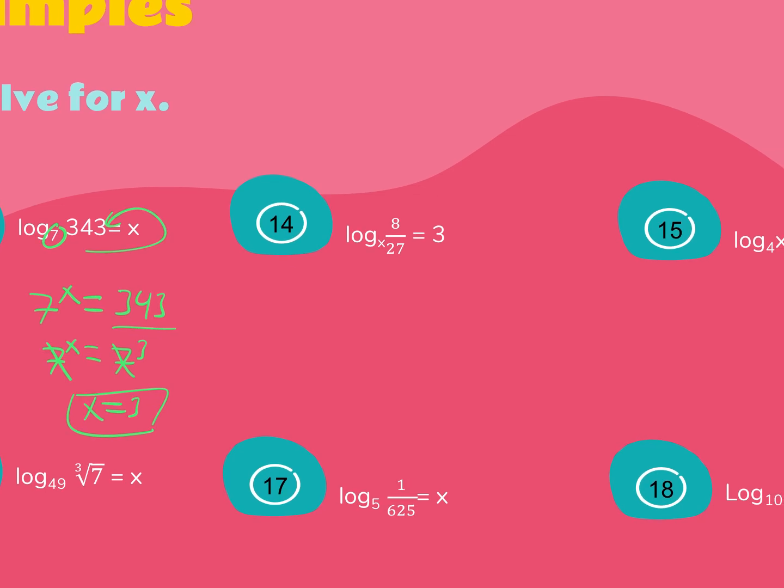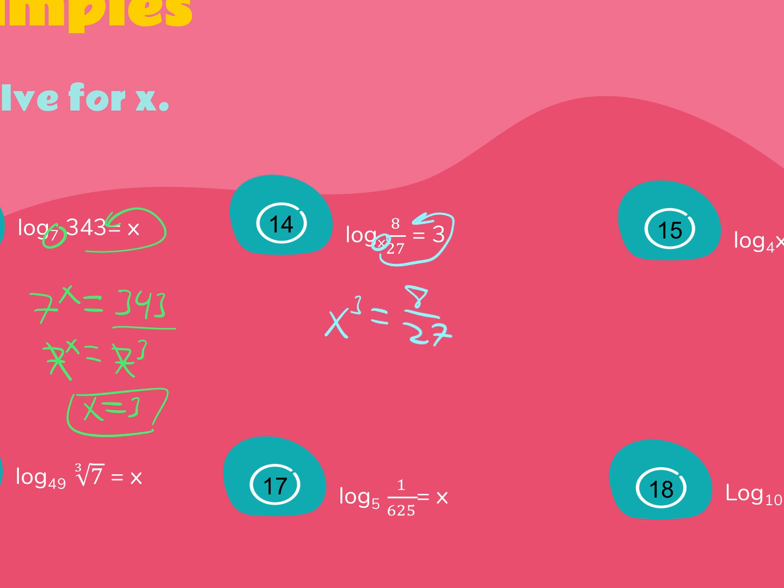This one's a little bit different. If you look at this problem compared to the other ones, you see that your base is now the variable. But we can do it the same way. If my base is the variable, I'm going to have x to the power of 3 is going to equal 8 over 27.